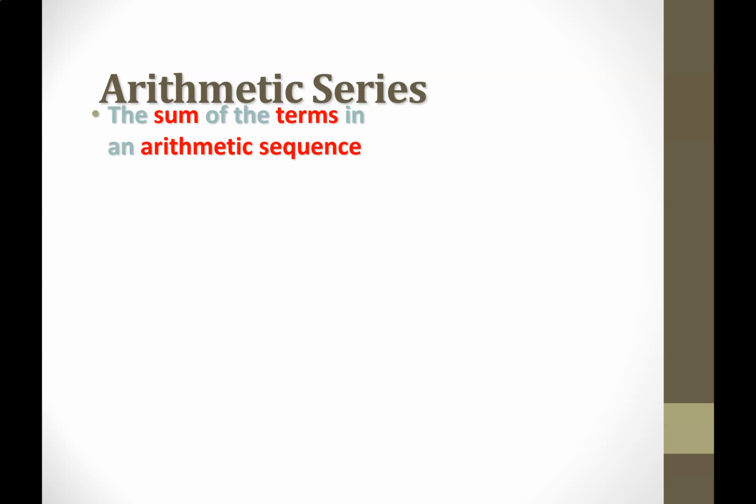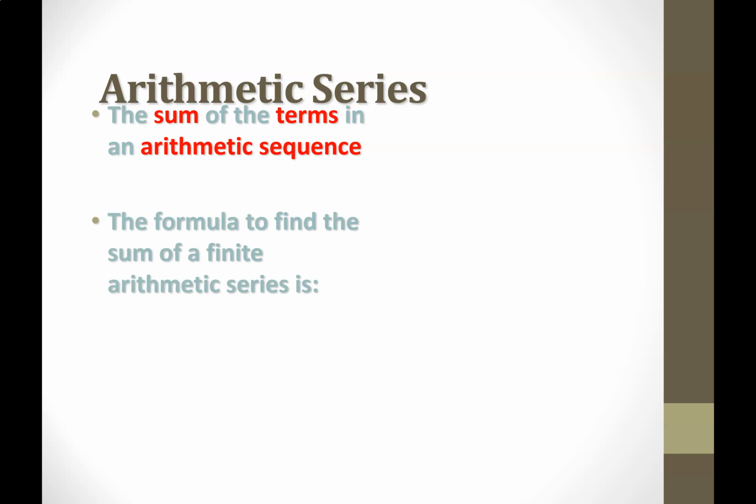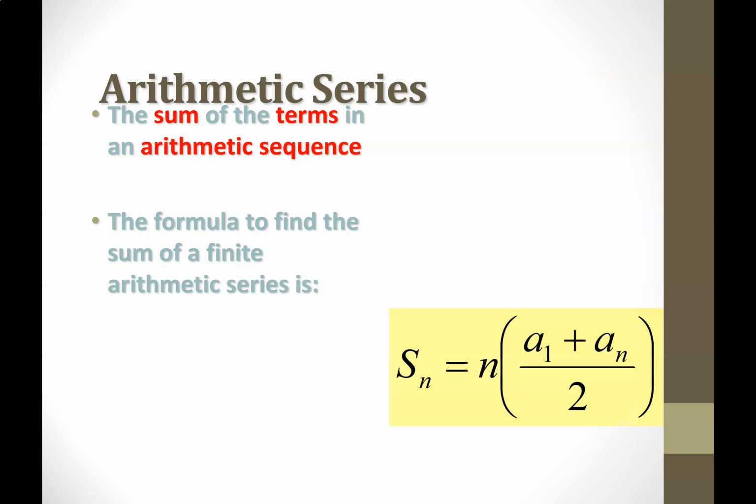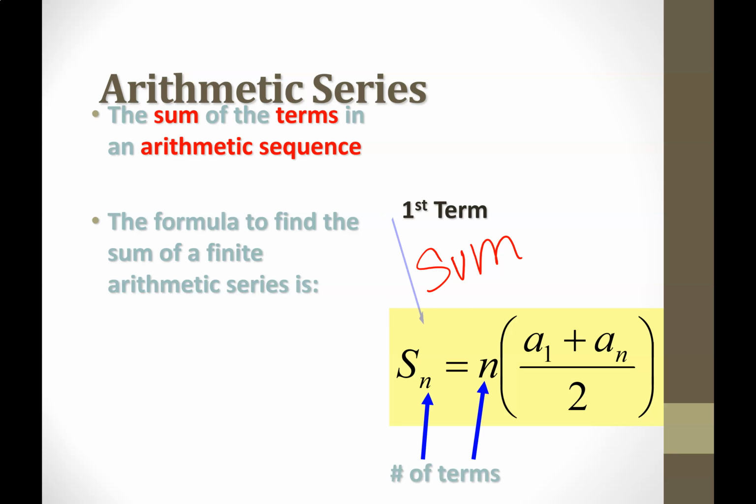Arithmetic series. That's going to be the sum of the terms in the arithmetic sequence. The formula to find the sum of a finite arithmetic series will be all of that. Again, this is for the sum. We're looking to add up all the terms in a particular sequence. Make sure you have that ready to go. Not finding the rule. You're adding everything up, technically.